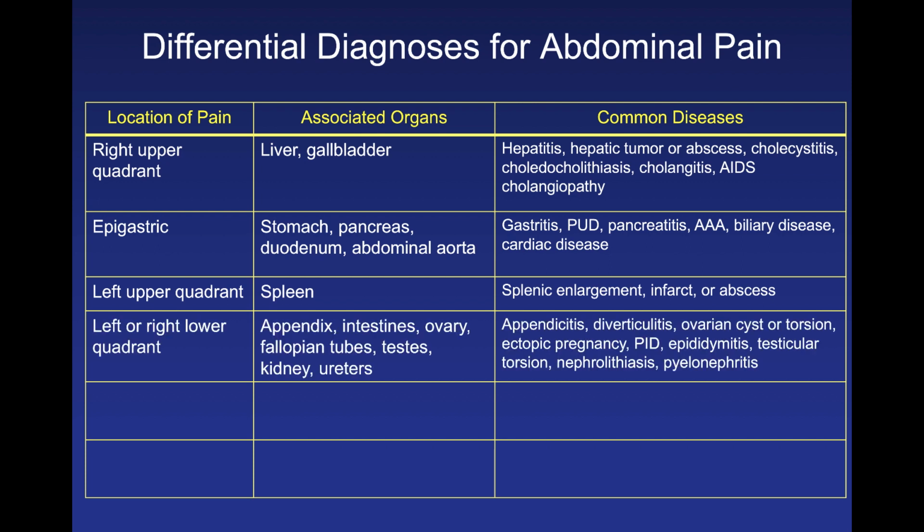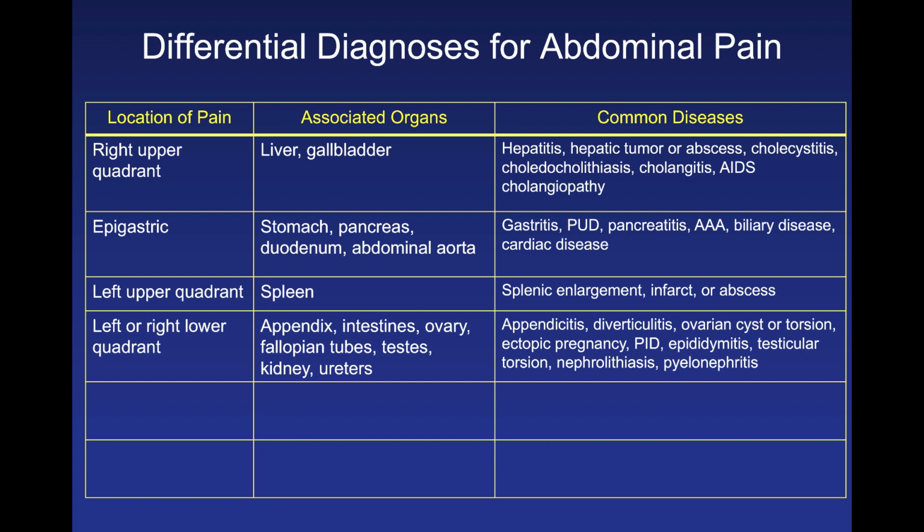Left and right lower quadrant pain can refer to a number of organs, specifically the appendix and the intestines. In women, you should think about the ovary and the fallopian tubes, and in men, the testes. Also remember the genitourinary system, including the kidney and the ureter. So diseases such as appendicitis, diverticulitis, ovarian cysts or torsion.